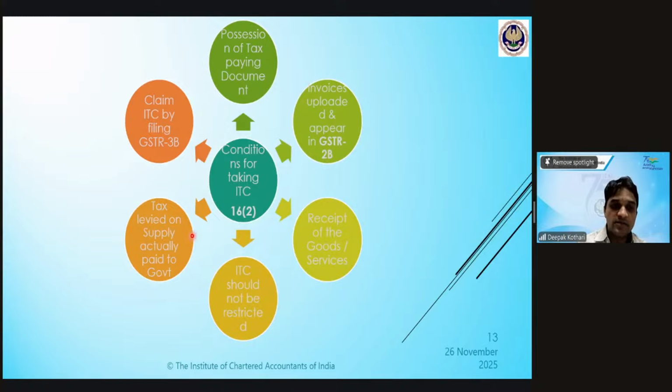Then the tax levied on supply must actually be paid to the government, and you should claim your credit by filing the GSTR 3B. Once you file your 3B, only then can you claim the credit, when all the other conditions are satisfied. If you have not filed your GSTR 3B, like Gayatri was asking, can I reverse the credit? First, you have to avail the credit to reverse it. How are you availing it? You are availing it by filing your GSTR 3B itself.